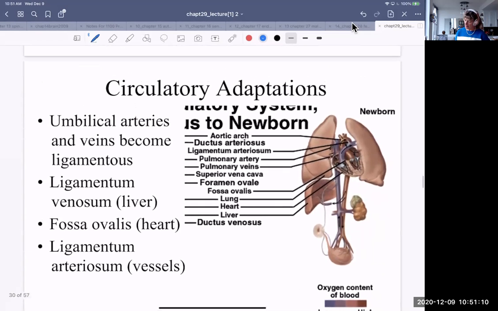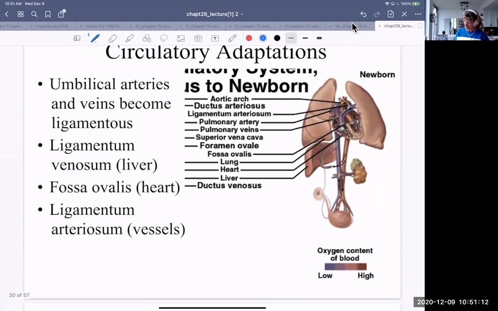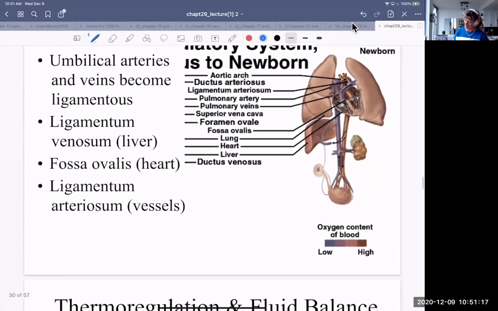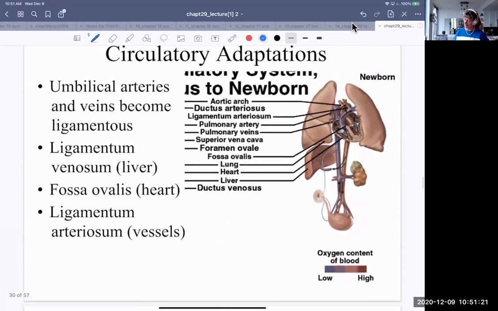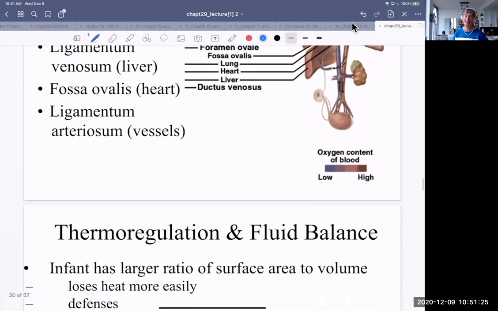Circulatory adaptations. The umbilical arteries become ligamentous. Yeah, they become ligamentous. That's really all I know.